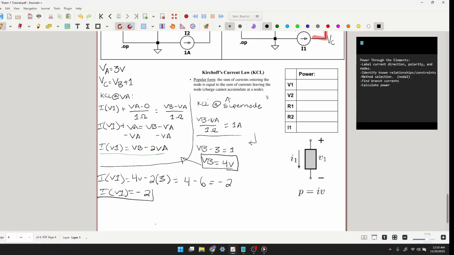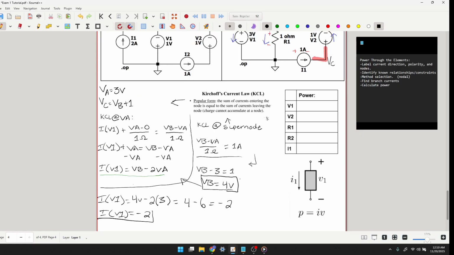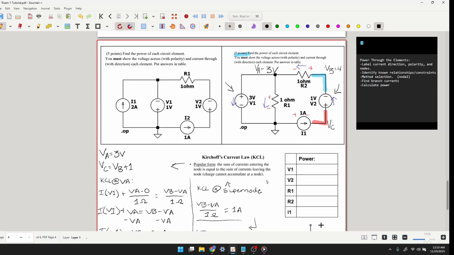Now, if we go back to the relationships and the constraints that we talked about earlier, we see that VC should be equal to VB plus 1. So now that means that we have VA, VB, and VC. 4 plus 1 is equal to 5.